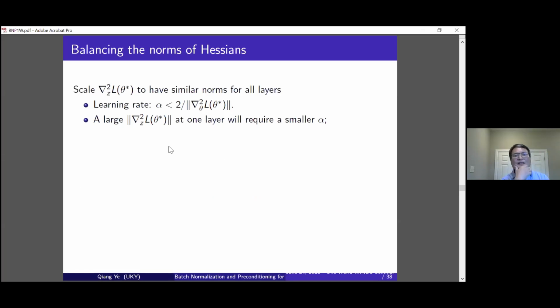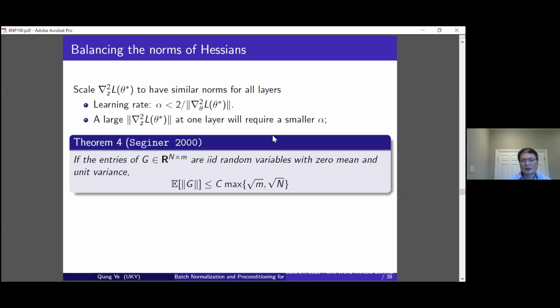Now, another benefit of this transformation is that it could also allow us to scale the Hessian to have about the same norm. The norm is important because, if you remember, we need the learning rate to be less than 2 over the norm. Now, remember this Hessian is just for one layer. If different layers have Hessians with different norms, then we have to use a learning rate that conforms to the one with the largest norm. So we have to use a smaller learning rate for all layers, and that's undesirable.